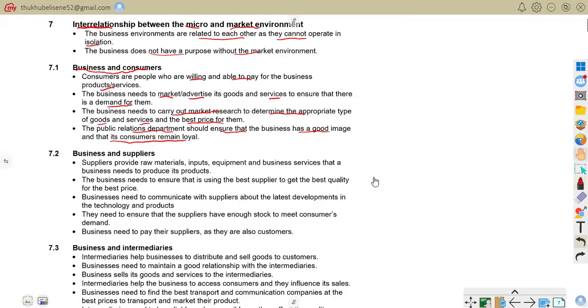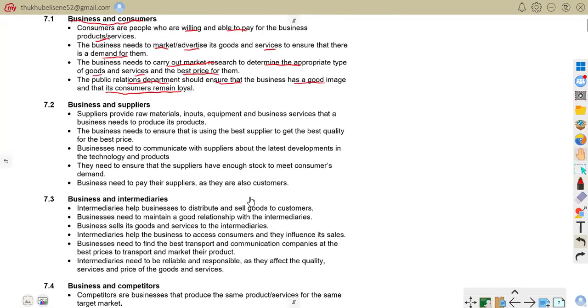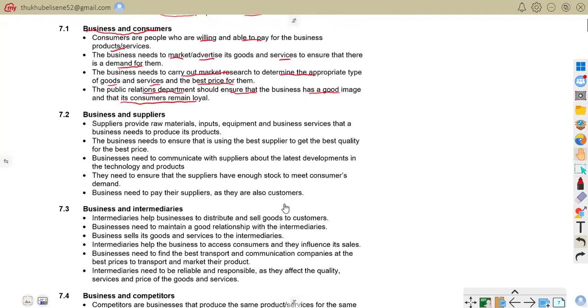So now let us move on to business and suppliers. Suppliers provide raw materials, inputs, equipment, and business services that a business needs to produce its products. For example, a bakery needs flour and ovens from suppliers.